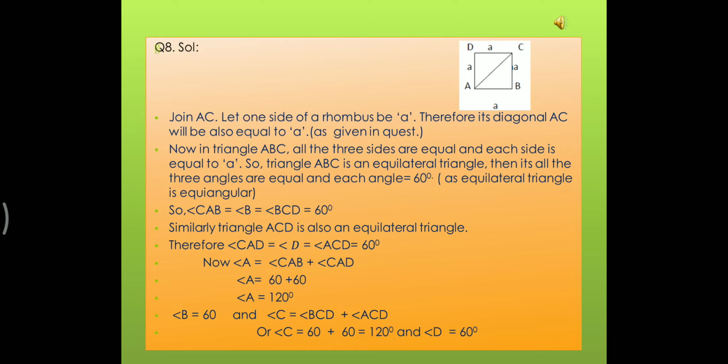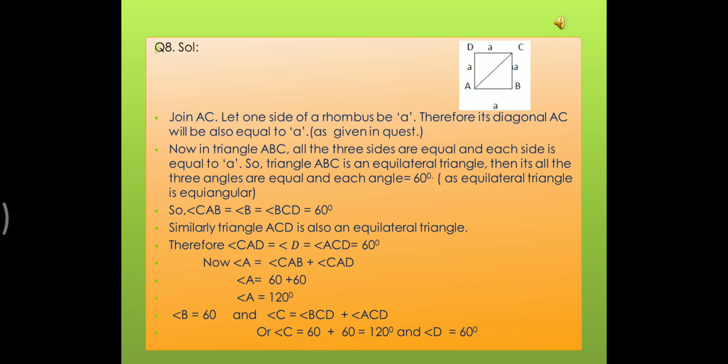So angle A is equal to angle CAB plus angle CAD, and we know angle CAB's value is 60 degree and angle CAD is also equal to 60 degree. So after addition, we get angle A's value as 120 degree.